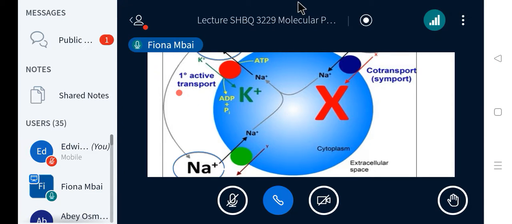Okay? Remember, in primary active transport, remember we did this? Sodium moves out, requires ATP, and this ATP broken down to ADP will cause potassium to be moved in. So this is the distinguishing feature between co-transport, symport, and exchange, antiport, and primary active transport. X and Y molecules are being moved by secondary active transport.